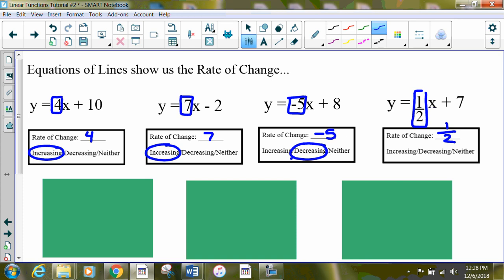Now some people get confused because a half is a fraction and it is smaller than 1, but it's still increasing because it's positive. So this one is increasing.